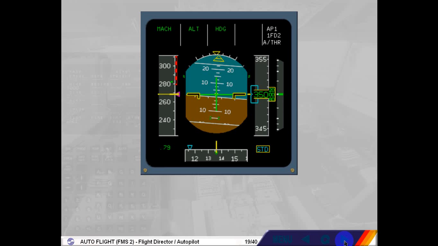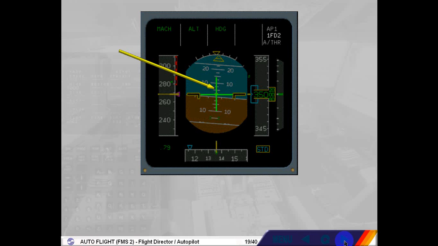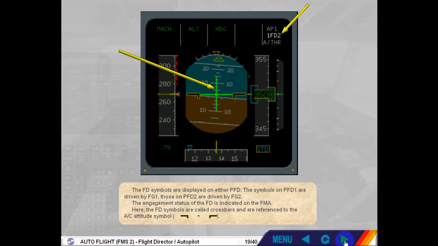The flight director symbols are displayed on either PFD. The symbols on PFD1 are driven by FG1. Those on PFD2 are driven by FG2. The engagement status of the flight director is indicated on the FMA. Here the flight director symbols are called crossbars and are referenced to the aircraft attitude symbol.